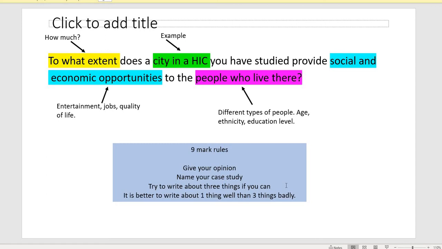Okay, if you write about 3 things badly and your answer isn't very detailed in that way, the most you will get is 3 out of 9. However, if you write about just 1 thing and you write about it very well, you can get 4 or 5 marks out of 9, okay? So let's have a look at how we would answer this question, okay?